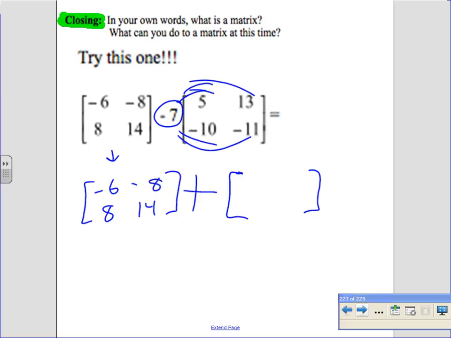Charles, what's negative 7 times 5? Good. What's negative 7 times 13? Anyone can tell me this. Emma M? Good, negative 91. What's negative 7 times negative 10? Emma H? Good. What's negative 7 times negative 11? Matt? Good, 77. So let me explain that one more time.